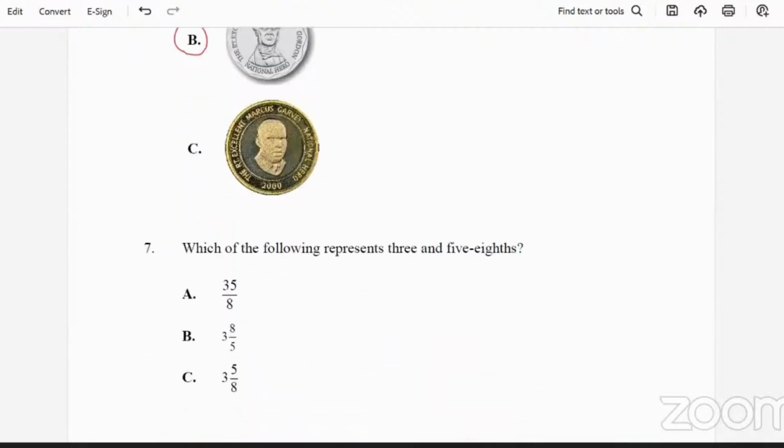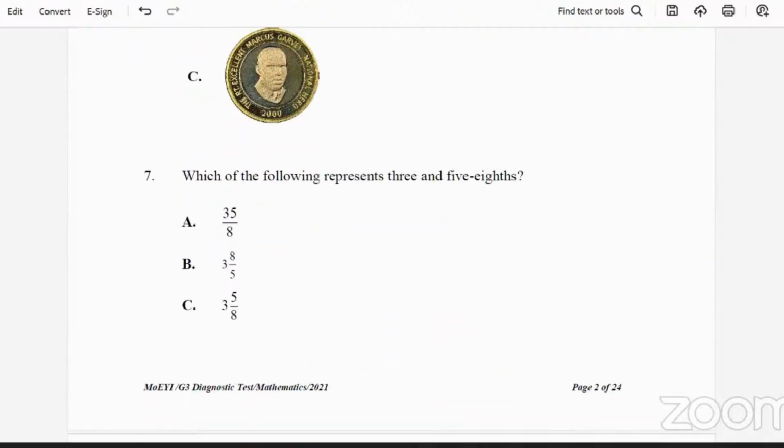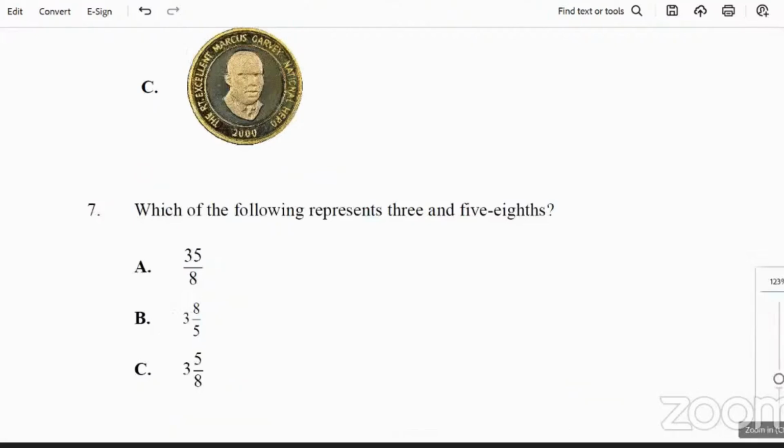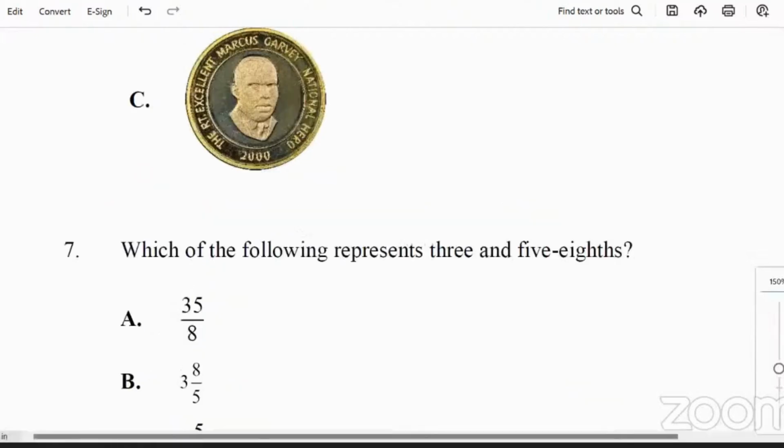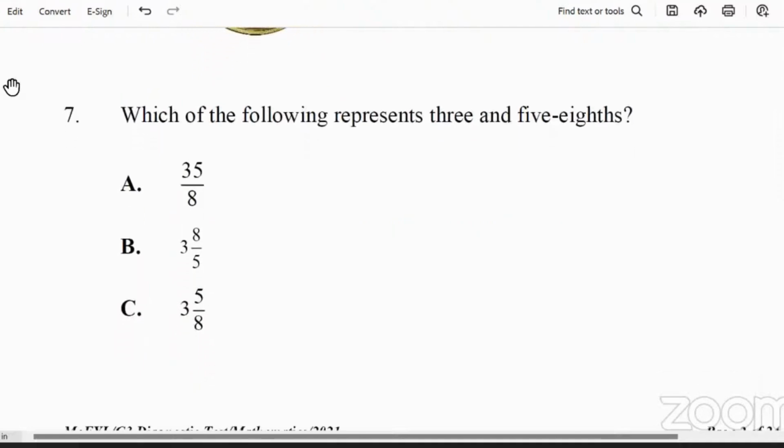Moving on, question 7. Make it a bit bigger again, guys, as much as possible. If I'm able to do it, zoom my screen, I'll do so. All right, so I hope this has been easy for you guys so far.